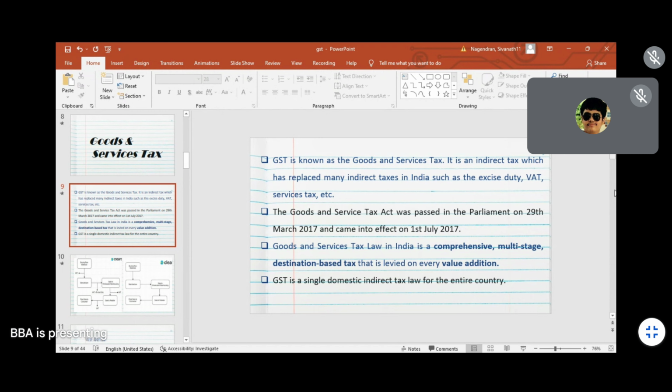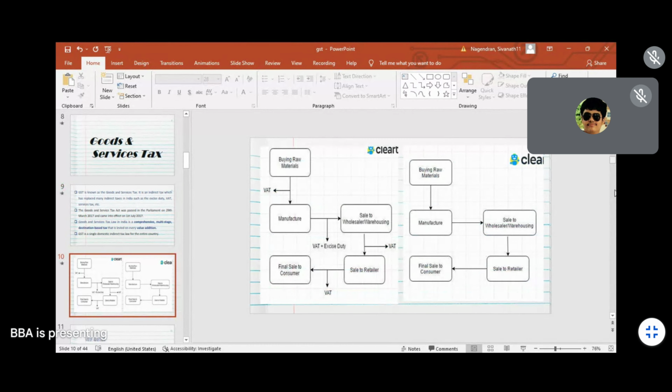And this is levied on every value addition, because at every stage we are calculating some percentage and reducing it from the already paid tax, right? At every stage we calculate GST, reduce the tax money already paid, and pay only the balance. And GST is a single domestic indirect tax law for the entire country. It is applying all over the country. Okay. I have put this example simply for the picture.